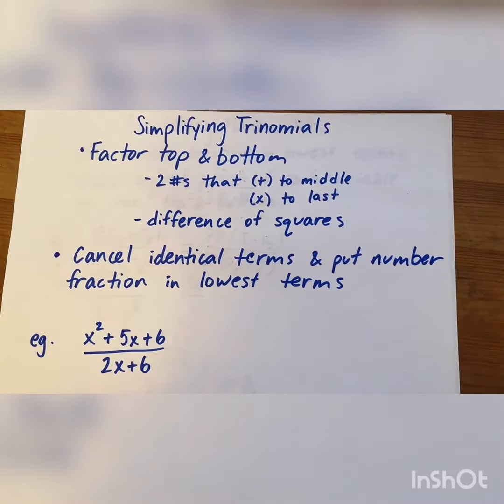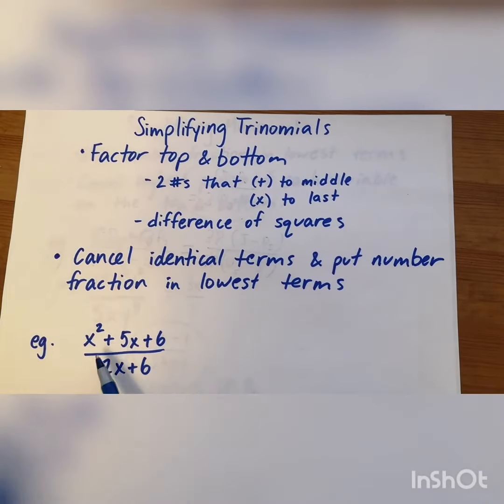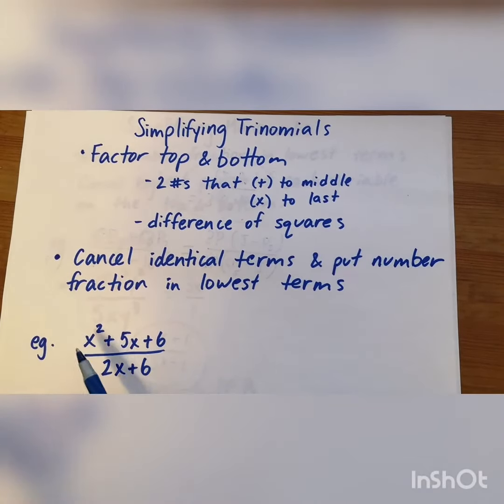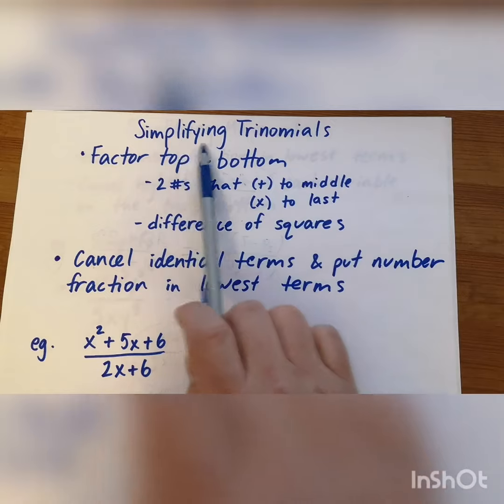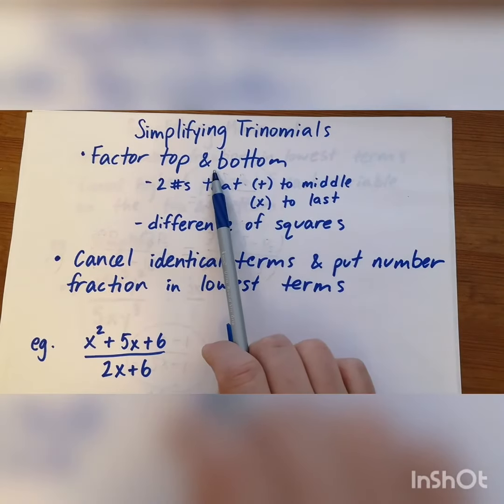All right, let's see what to do now when our expression includes a trinomial. You can see I've got an example ready to go at the bottom. The numerator here, the top, has a trinomial, which means 3 terms. The bottom's just a binomial. Okay, so we're going to ease in a little bit. To simplify trinomials, we need to factor the top and the bottom.